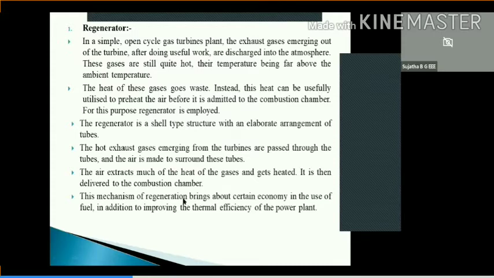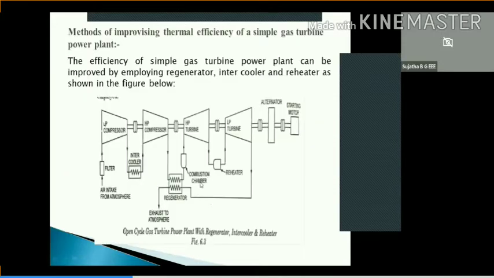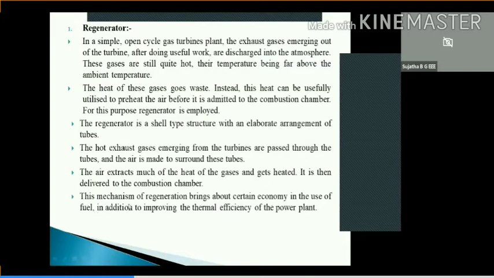You are following this concept? So instead of wasting the heat present in the exhaust gases, we are extracting that. Then the heated air is injected in the combustion chamber. This mechanism of regeneration brings about certain economy in the use of fuel. Also, in addition, it will improve the overall thermal efficiency of the power plant. Right? So this is one component we use for improving the thermal efficiency of a gas turbine power plant. Is it clear? Okay, next we'll move on to the other component.